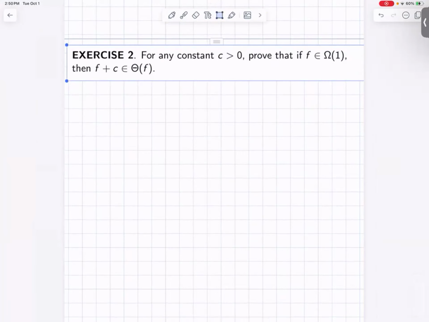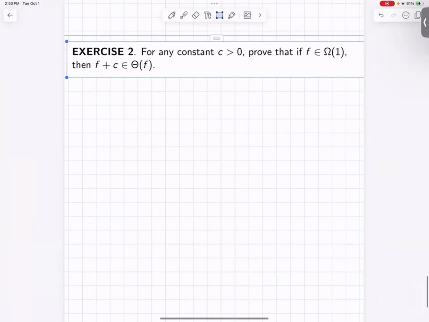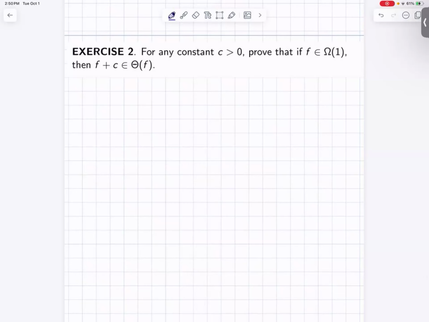Okay, so we're looking at this exercise here. For any constant c greater than 0, we're going to prove that if f is in omega of 1, then f plus c is going to be in theta of f. This is probably one of the most complicated ones that we will have seen up until this point. There are a lot of different pieces here. Let's try not to get too bogged down, because it's really not too bad once you take a breath and break it out into pieces.